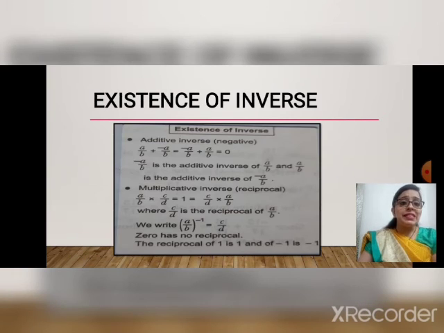The next is existence of inverse. First, additive inverse. The word additive comes from addition, meaning add. Inverse means just opposite. What is the opposite of addition? That is negative. So minus A/B is the additive inverse of A/B, and A/B is the additive inverse of minus A/B. When we add both of them together, the answer becomes 0.